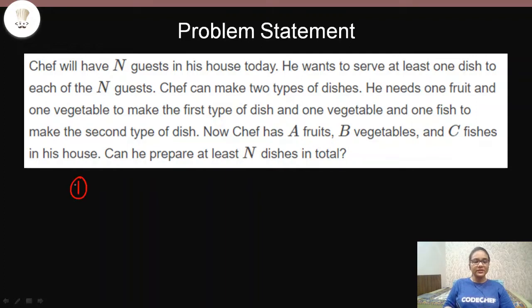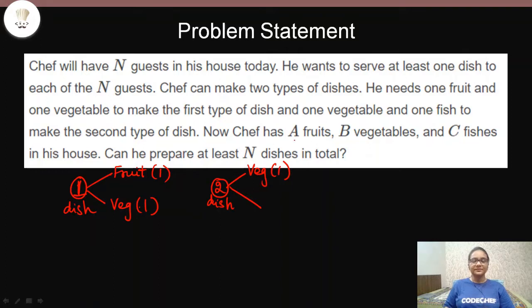For the first dish he needs one fruit and one vegetable, right? One fruit and one vegetable. This is for the first dish. Now for the second dish, what does the chef need? For the second dish, the chef will need one vegetable and one fish. So this is what the chef needs to make the two dishes.